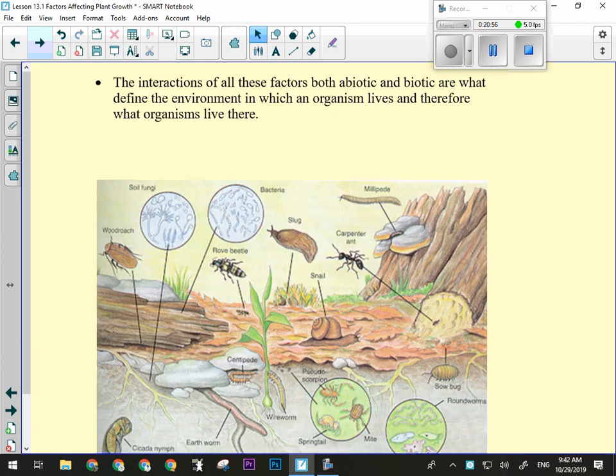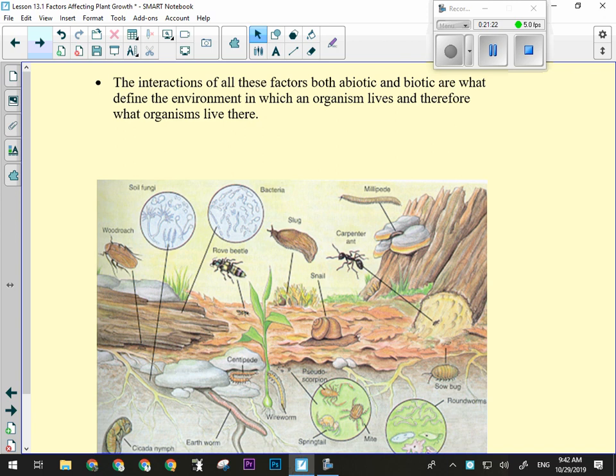Now, all of that stuff was abiotic. It was all non-living stuff. These are things that can affect the growth of a plant that aren't alive. But within an ecosystem, there's also a lot of living things, and those living things interact to help distribute nutrients, act as decomposers or predators or prey or whatever. So these would be our biotic factors.